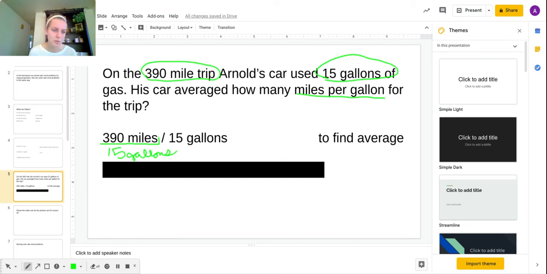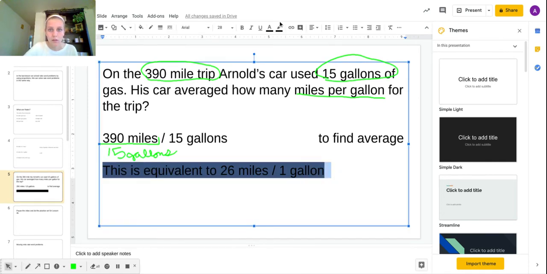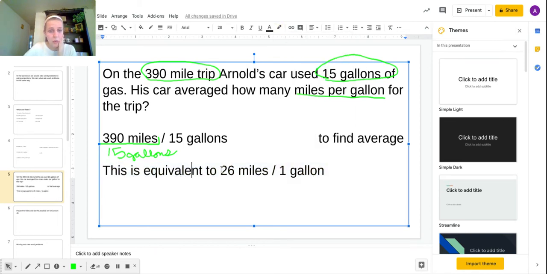Some of the word problems today, you're going to be finding the bigger number. Like they'd tell you how many miles per gallon Arnold would travel, and then they'd ask how many miles he would go if he used 15 gallons of gas. There's some reversing. But okay, here, let's continue. If you reduce that down, you get 26 miles for every one gallon. So I pray that's making sense.